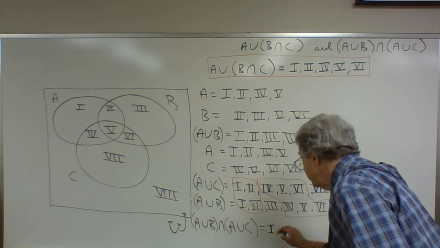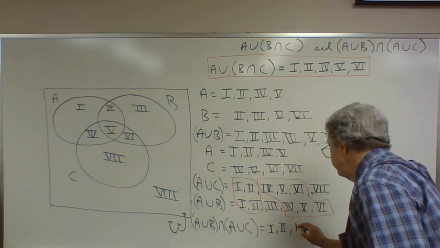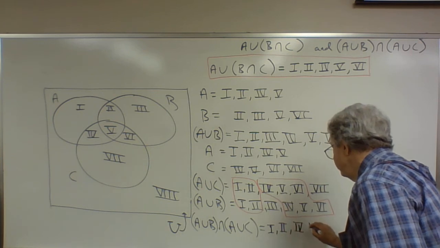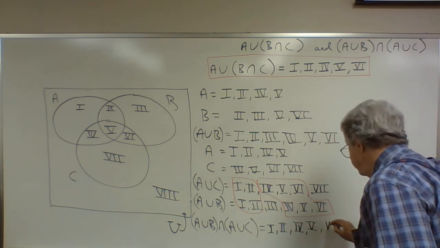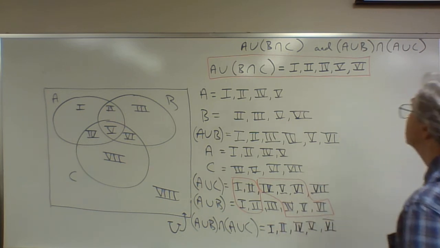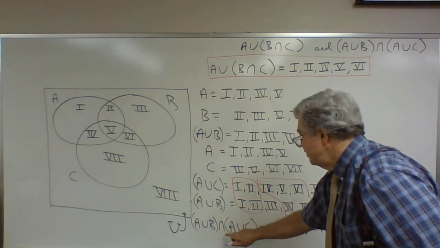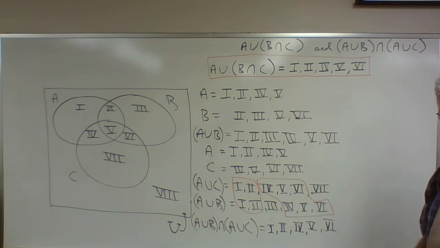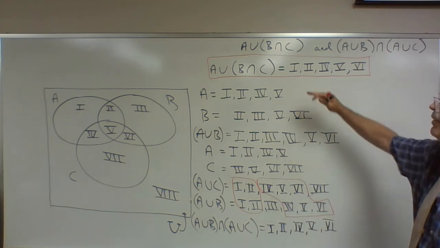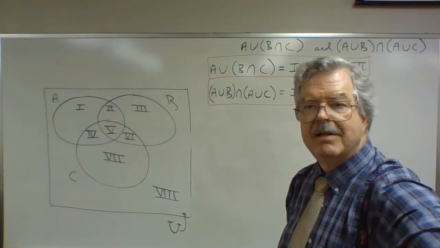1, 2, 4, 5, 6. This is A union B intersect A union C. And in just a moment, I will rewrite that up here so that we can compare the results.